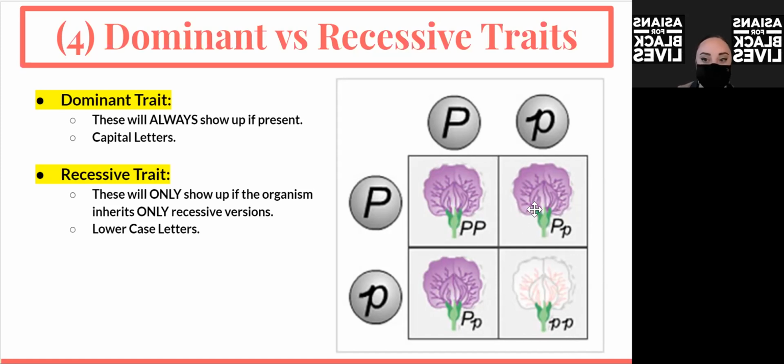So in the case in the diagonal here, where I have two heterozygous offspring, they might have the lowercase p for the white trait, but they aren't going to look like that. They just have it in their DNA. They're always going to look like the dominant trait if they inherit the dominant trait.